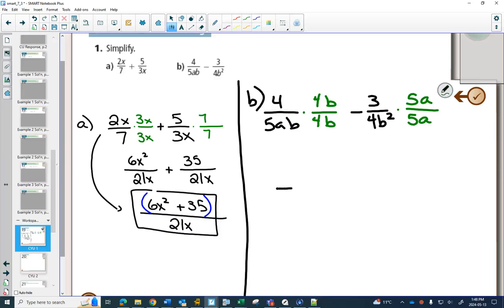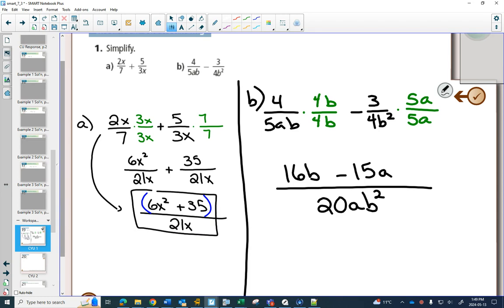Are you okay if we go right away to writing at the bottom? Common denominator now is going to be 20AB squared. The first term, when I multiply the tops, because how do we multiply fractions? We multiply the tops, we multiply the bottoms. I'm going to get a 16b. And the second one, when I multiply the tops, minus 15a.